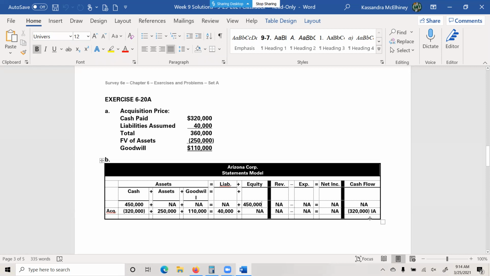In terms of the statement of cash flows, the only item to be dealt with on this transaction is the actual cash price paid of $320,000, and that is an outflow from investing activities. So that is goodwill.